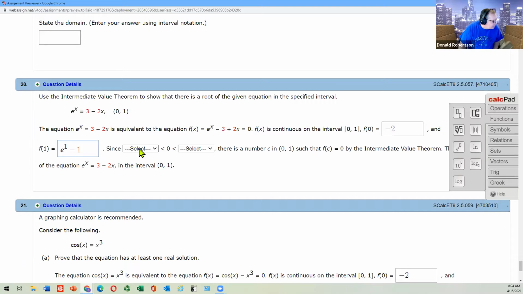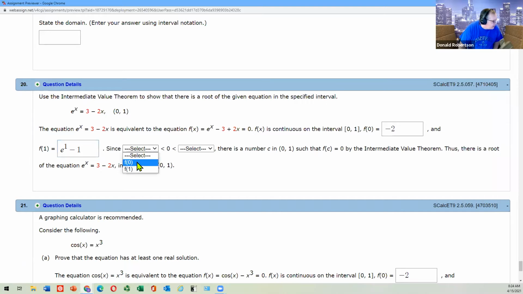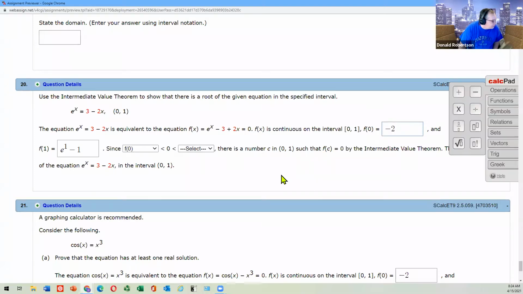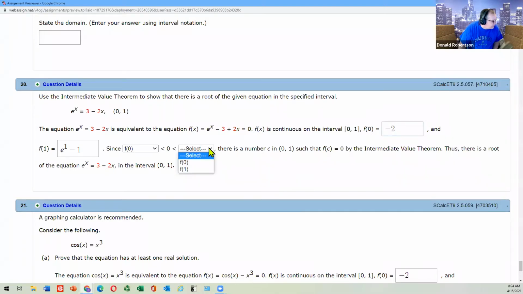Okay. Now, since f of 0 is less than 0, and f of 1 is bigger, what does that mean? It means that the function goes from a negative number to a positive number. If you go from a negative number to a positive number, isn't it guaranteed that you're going to pass through 0? You're going to get 0. And we have essentially solved that puzzle.